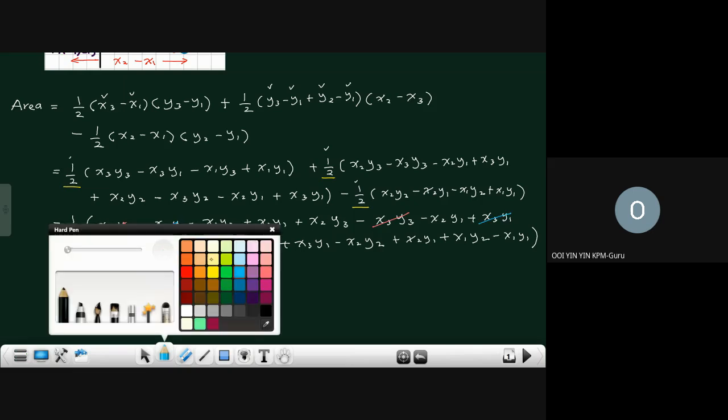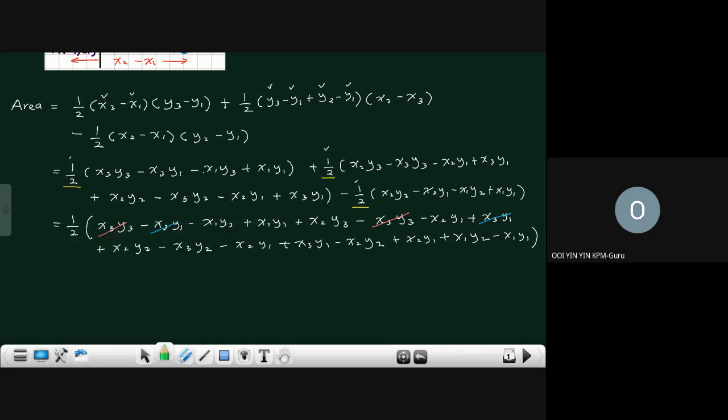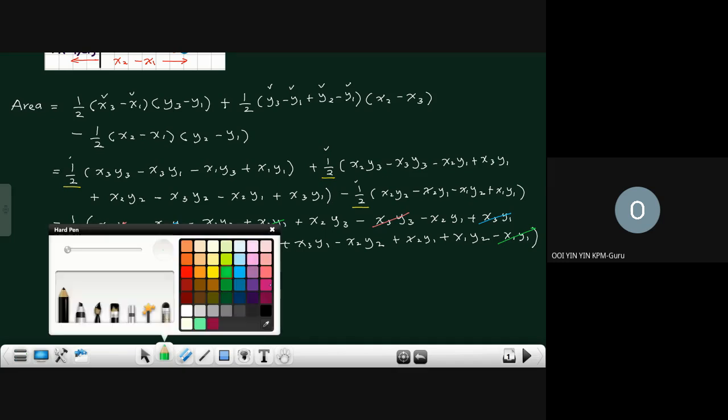And then there are more, using green color. What more? Your x1 y1, where's your x1 y1? Yeah, the last here, x1 y1. These cancel off. And then you have 3 pairs already, right? Another 2 pairs that we can cancel off.